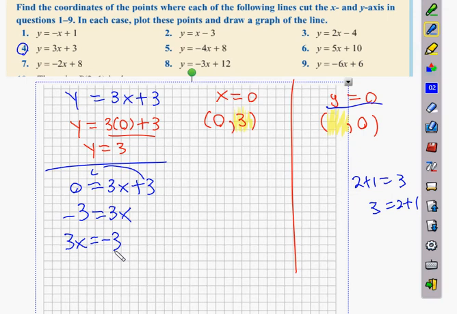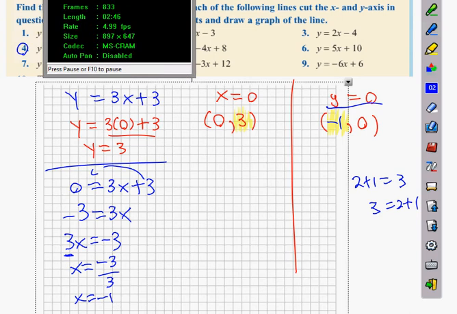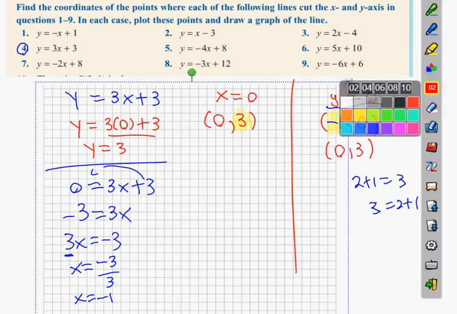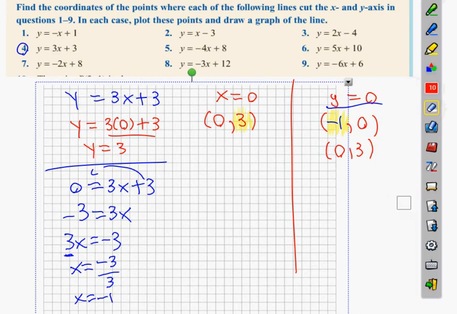Now what's x equal to? What happens to this 3 here? It goes underneath and you get x equals minus 1. So therefore it's minus 1, 0. So once you've completed this, you have 2 points. You have 0, 3 and minus 1, 0. So once you have these 2 points you need, you then have to go draw on your diagram.